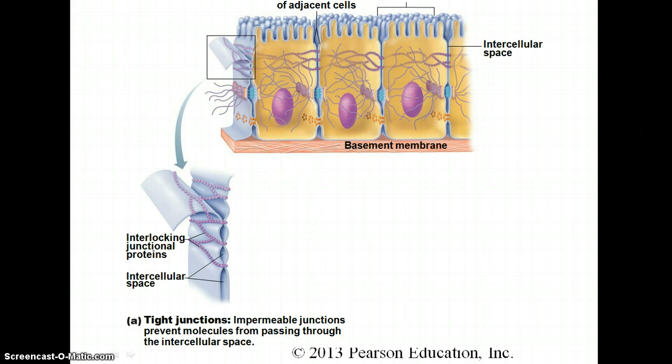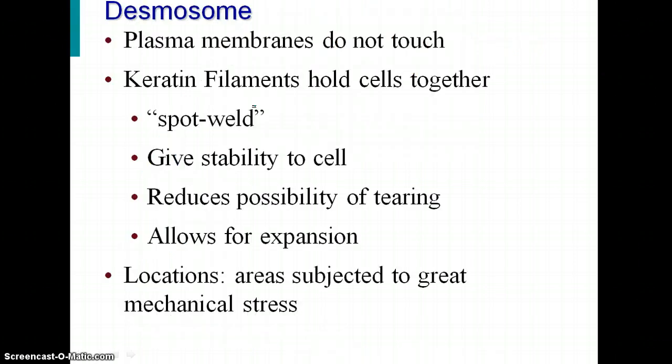So on your diagram, this very first area right here shows a tight junction. As you can see, these protein molecules are causing the cells to physically touch each other, and so nothing will be able to seep through and get through those areas.